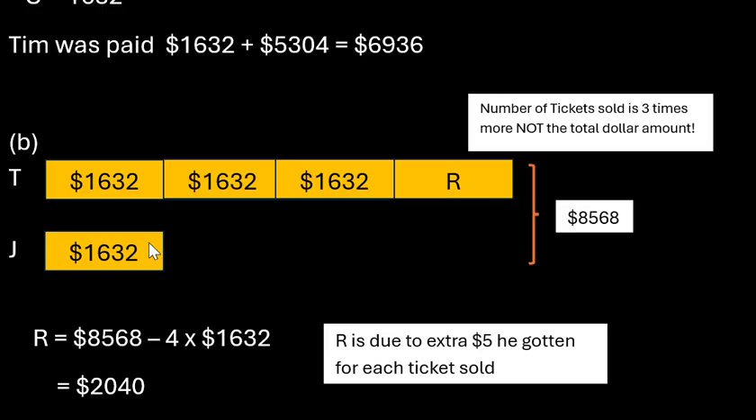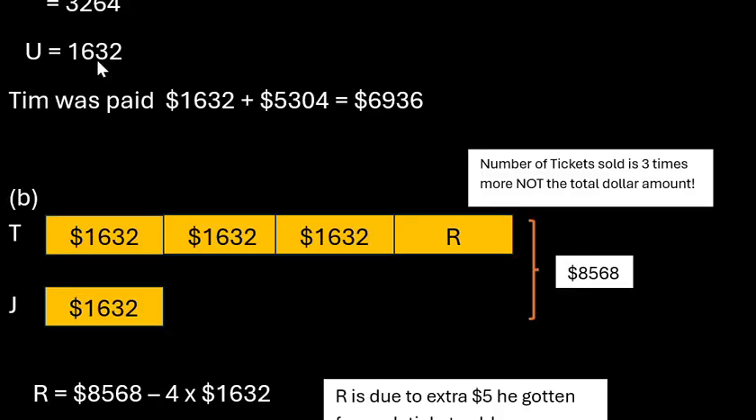From part A, we know that U is equal to 1632. So Jerry was paid 1632; that's the amount he was paid. If Tim sold 3 times as many tickets as Jerry, he must have gotten 1632 times 3 plus an extra amount. This extra amount comes from the $5 extra that he got for each ticket.